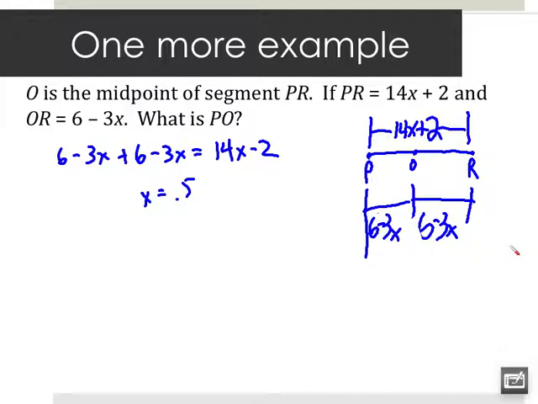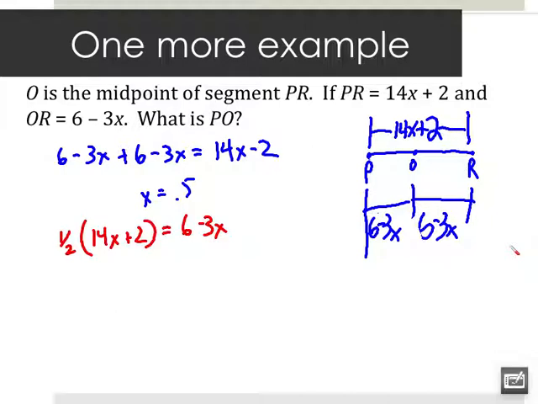Okay. You can take half of 14x plus 2 and then make it equal to 6 minus 3x. Let me change colors here. I can take half of 14x plus 2 and set it equal to 6 minus 3x. Why? Because 6 minus 3x is half of 14x plus 2.